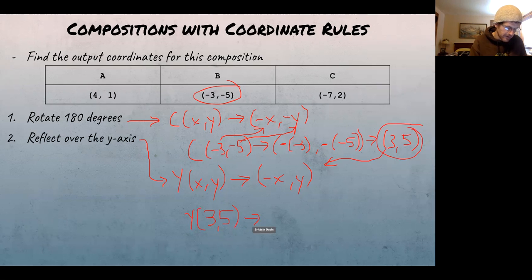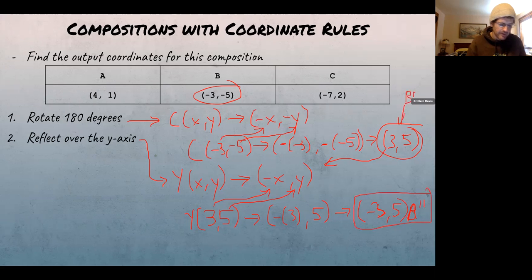And this gets plugged in, so it's negative 3, 5. So I just took the 3 and plugged it in for x, the 5 plugged it in for y, and I end up with that, which, just to write it nicely, is negative 3, 5. And this is B double prime. This one right here is B prime. But then I did another transformation to it, made it B double prime. Hopefully you're following along and this is making sense.